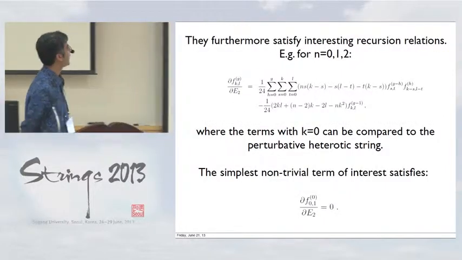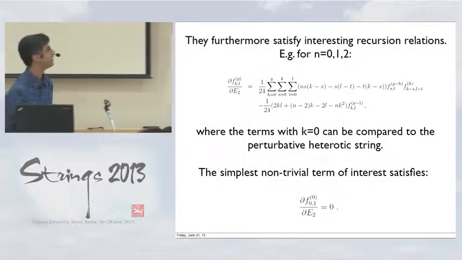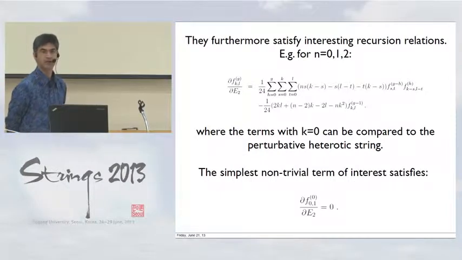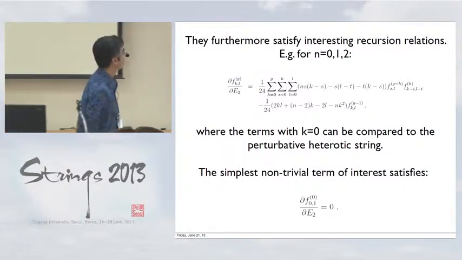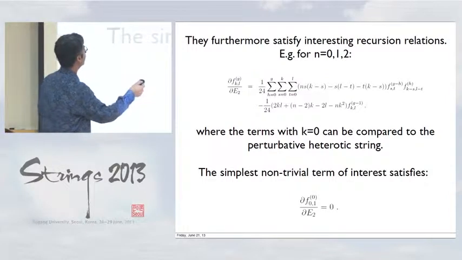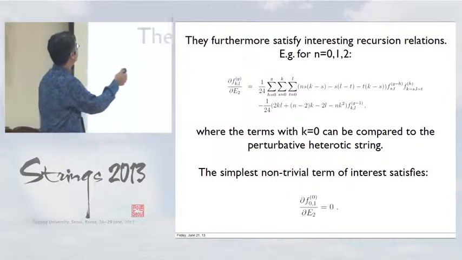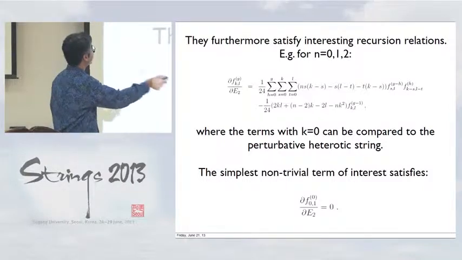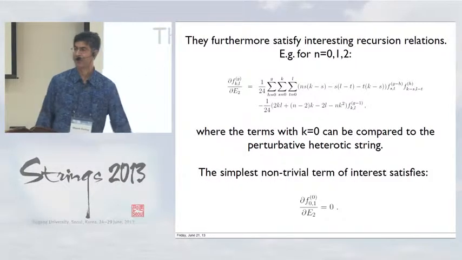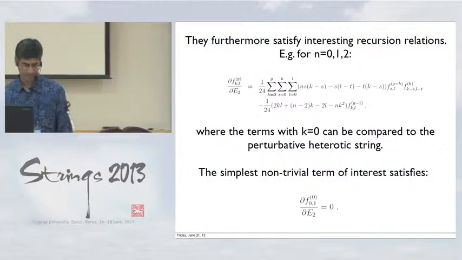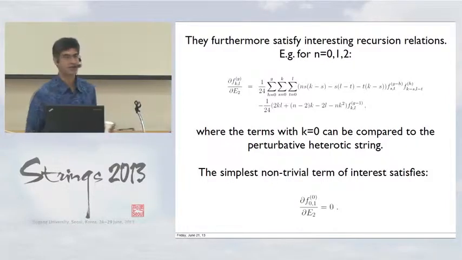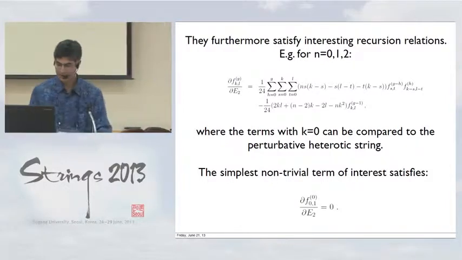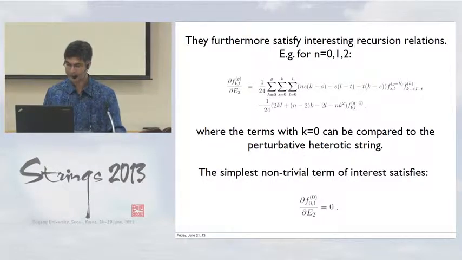They furthermore satisfy interesting recursion relations, which are descendants of the recursion relations discovered by BCOV. For instance, for the elliptic fibrations over F0, 1, and 2, the relations tell you that these modular functions, their derivative with respect to E2 in the ring, is given by lower genus computations.